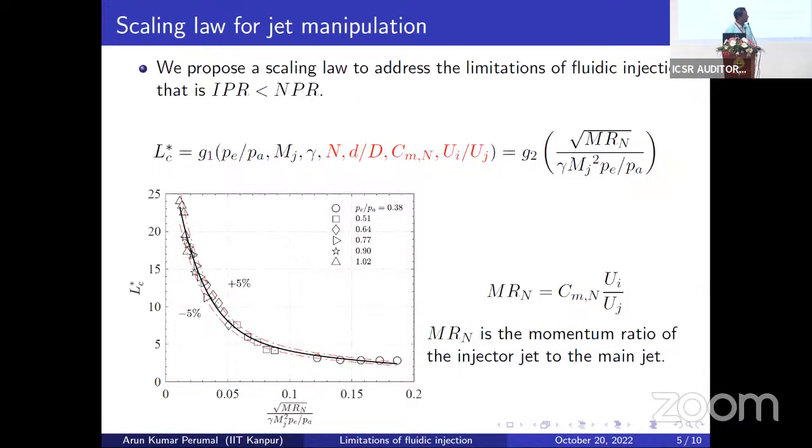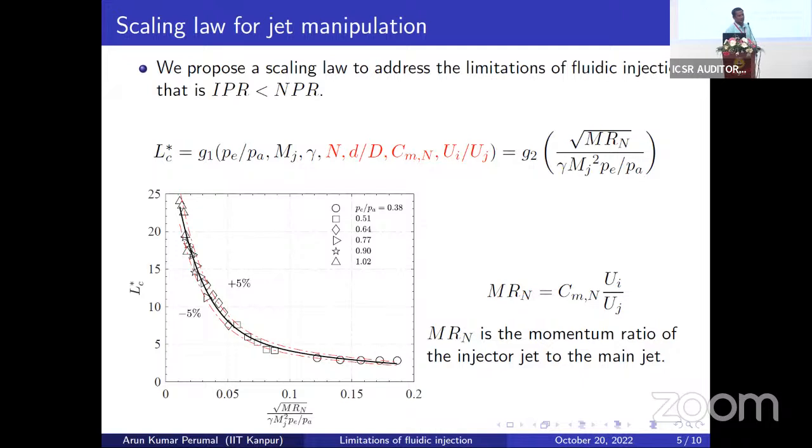To understand this scenario, we looked into the laws which govern such manipulation. To address injection pressure less than nozzle pressure, we developed a scaling law. Based on analysis, we varied all those parameters, and this particular function we proposed, where MR is the momentum ratio, and the suffix n corresponds to the momentum ratio of each injector. Here it's 2 injectors. In fact, we have results with other numbers of injectors, and people might be surprised: this is for the 2 injector case, so why should this n come in?